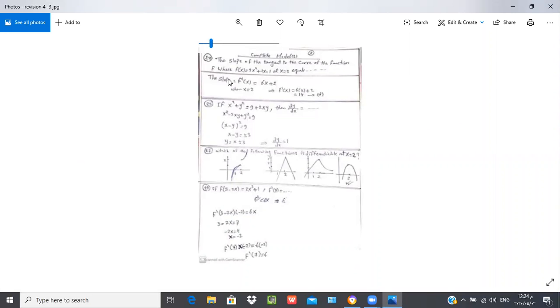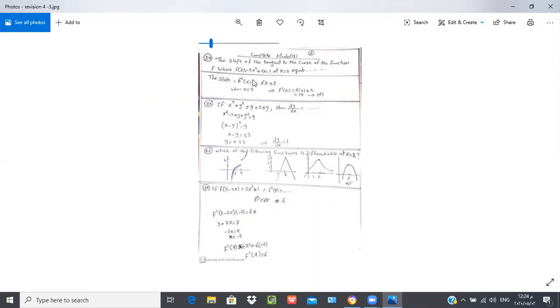Here, complete: the slope of the tangent of the curve of the function f, where f of x equals 3x squared plus 2x minus 1 at x equal 2, equals. We said before that the slope means the derivative of the function. The slope means the derivative of the function.